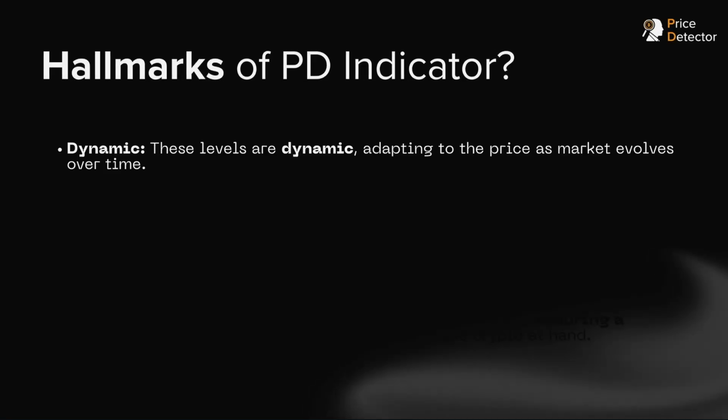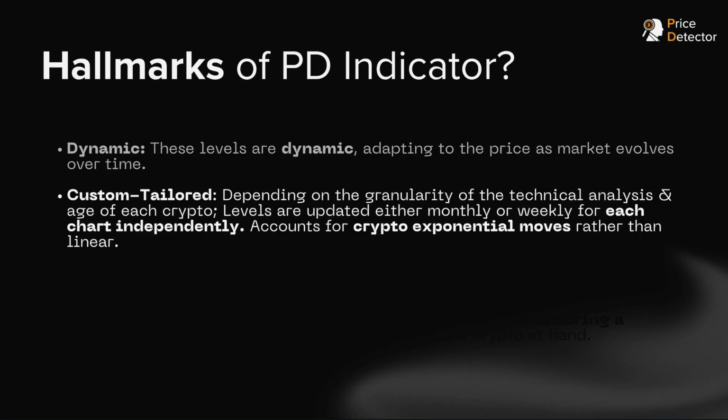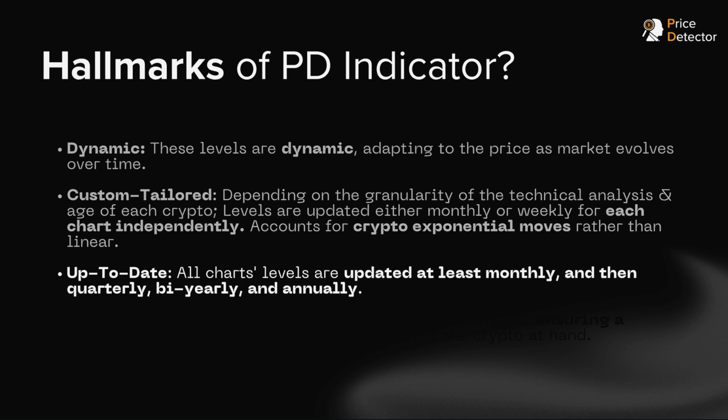So they're first of all dynamic, as we've said. They're adapting to price as the market evolves over time. They're custom tailored to each and every crypto, so each chart will have its own indicator. Bitcoin will have its own set of levels. TAO will have its own set of levels. Kaspa, etc. It accounts for the exponential moves specific to that crypto.